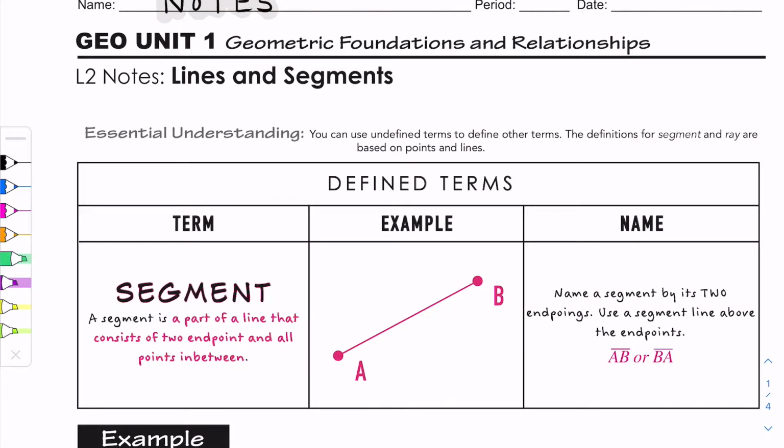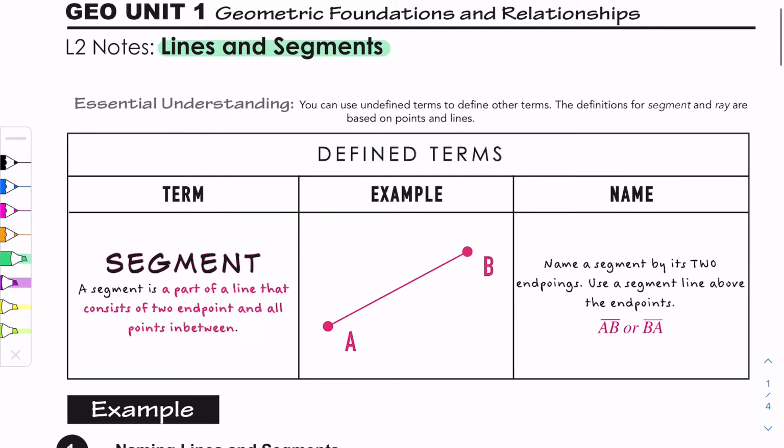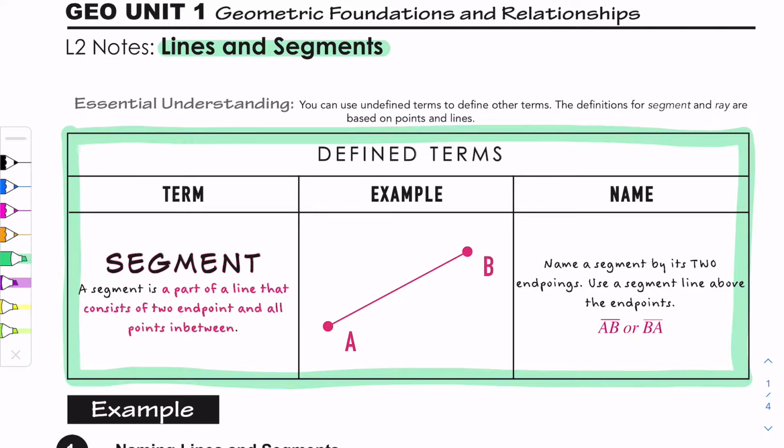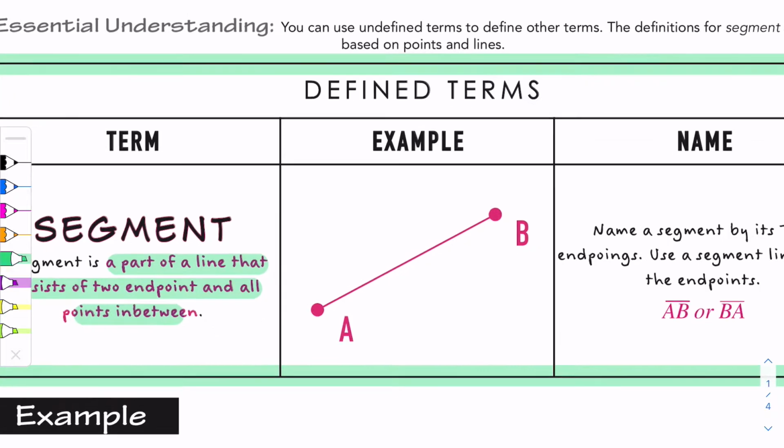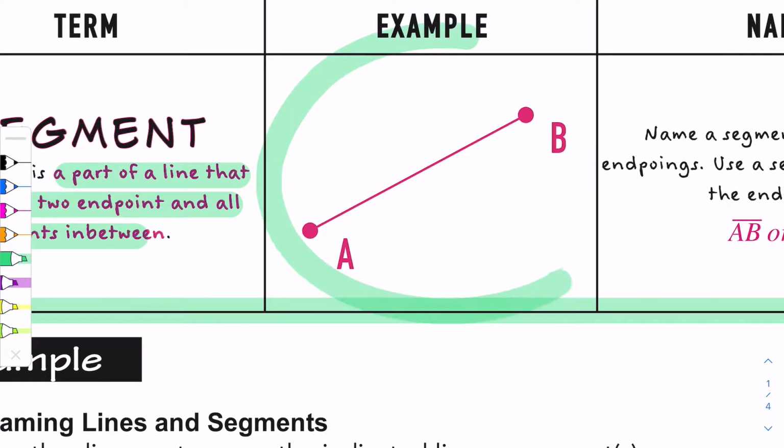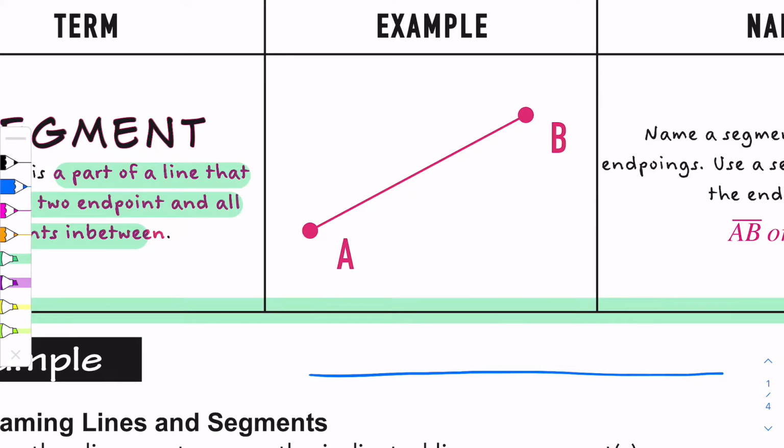Today's notes are on lines and line segments. We're going to start by reviewing the defined term of a segment. And a segment is part of a line that consists of two endpoints and all points in between. So while I gave you this example here, let's all take a moment and look at another example.